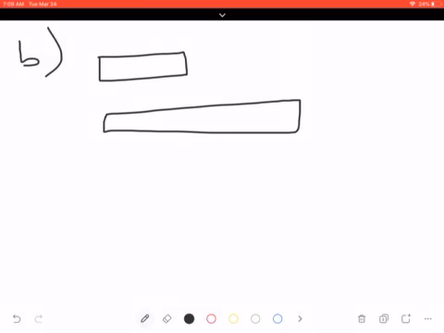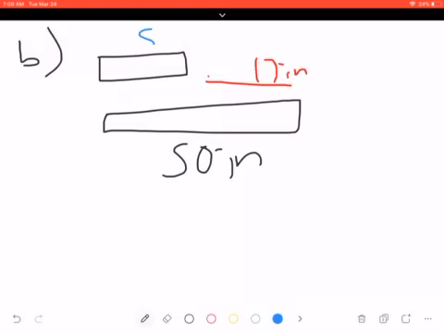B asks us to do a little bit more. We're going to write an equation showing how they're related. So I'm going to redraw them. Here's my short board. Here's my long one. I know this is 50 inches. I know this is 17 inches longer. And this is my short board, right? So equation tells me I need to have an equal sign.